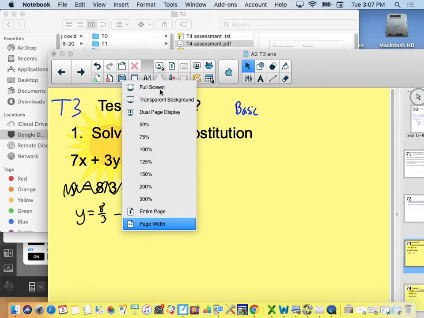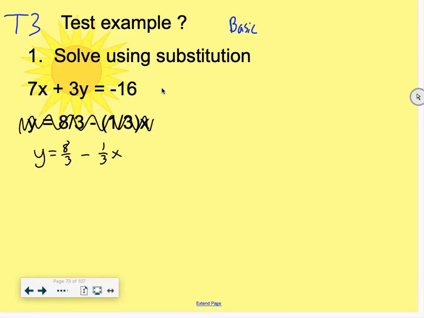So here's the answer key to the basic test example questions for target 3, solving systems of linear equations. So when it says substitution, the first step is to solve one of the equations for one of the letters. Well, at the basic level, that's going to already be done for you. The second equation is already solved for y. So then step 2, we make our substitution.